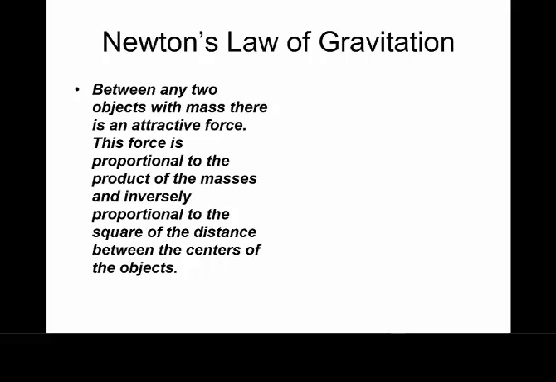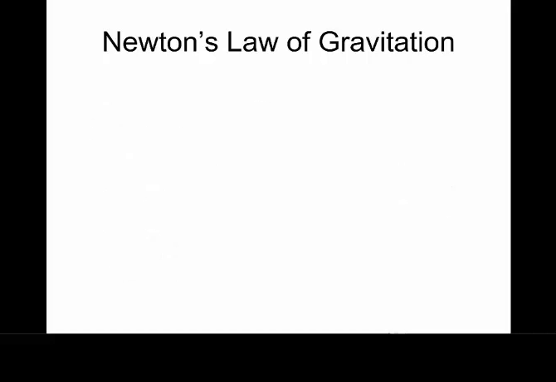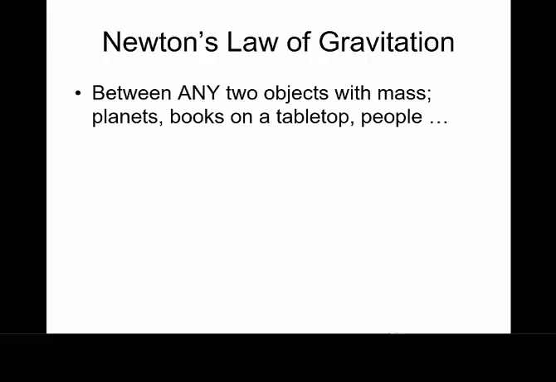So what this looks like in an equation is shorter. It's just this: F, the attractive force, is equal to capital G times M1 times M2 divided by R squared. M1 and M2 are the masses of the two objects. R is the distance between their centers, and capital G is what we call the universal gravitational constant. It's between any two objects with mass: planets, books on a tabletop, people. But it's very weak. Between two people, it's an extremely weak force.